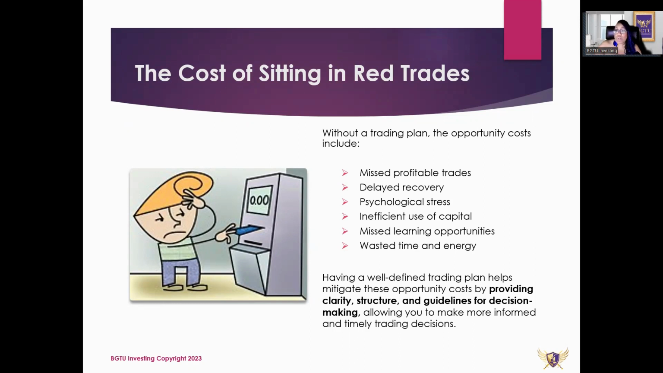So, having a well defined trading plan helps mitigate these problems by providing clarity, structure, and guidelines for decision making. So, when I keep preaching, have a trading plan, trade your plan, all that stuff, this is why. It provides you clarity, structure, and guidelines for making decisions. When you don't have those plans and those candlesticks are moving on the chart, it's hard to make good decisions.